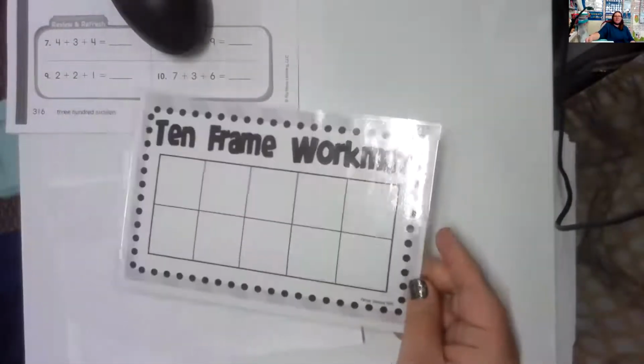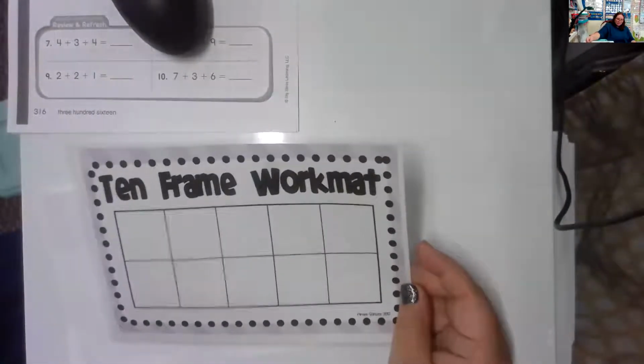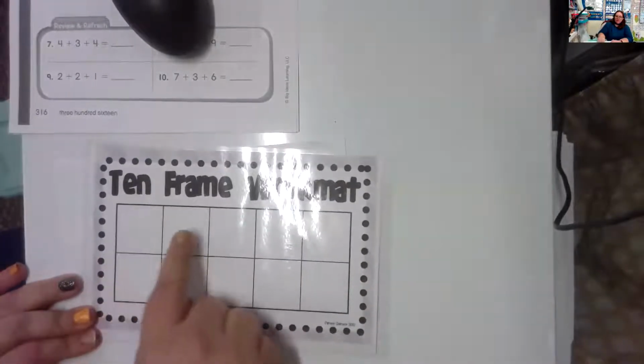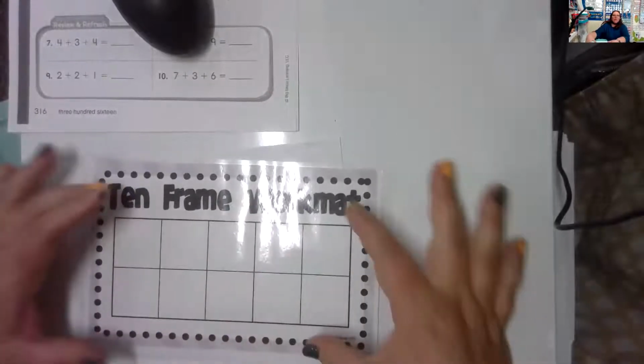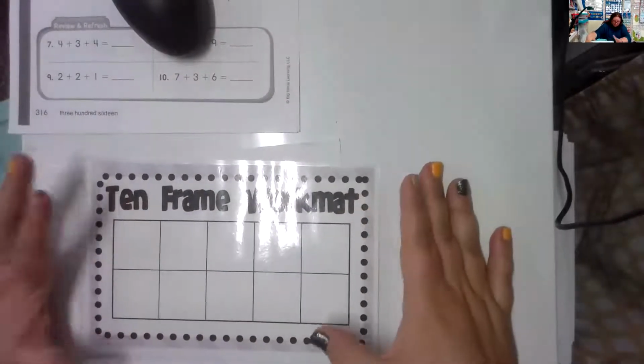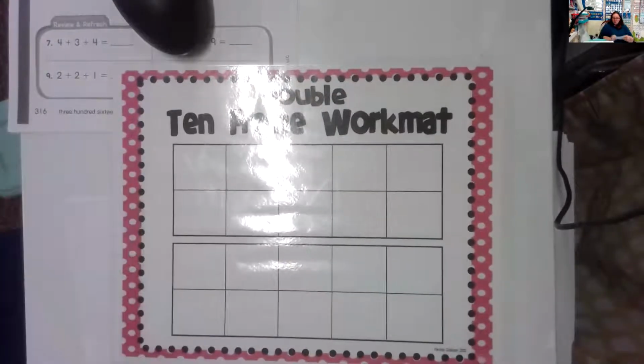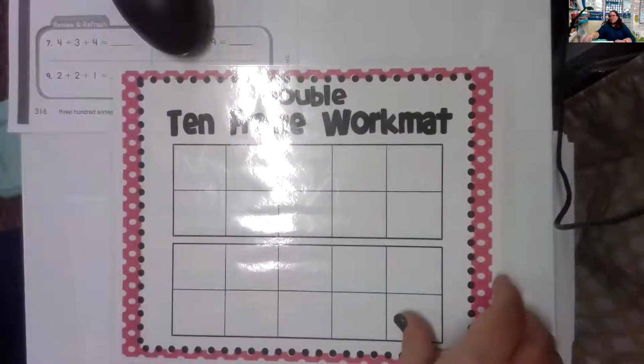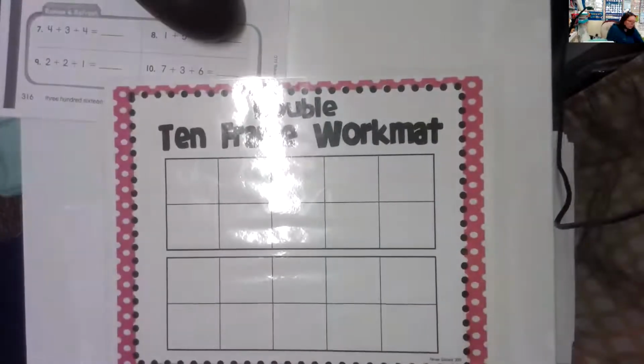All right, so what is this? It's a 10 frame, and what that tells us is when there is something in every square, we have a group of 10, right? And then we went even beyond that and we looked at a double 10 frame, didn't we? And we can put things in these squares. Can we put things in the squares?